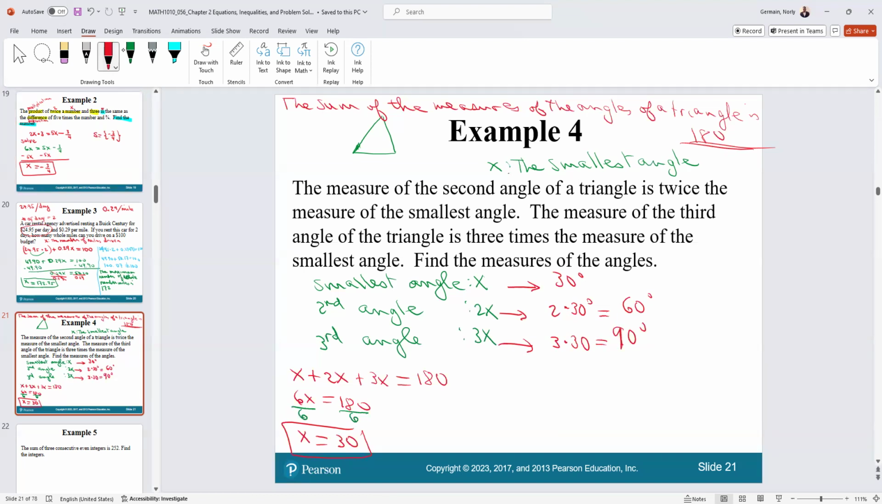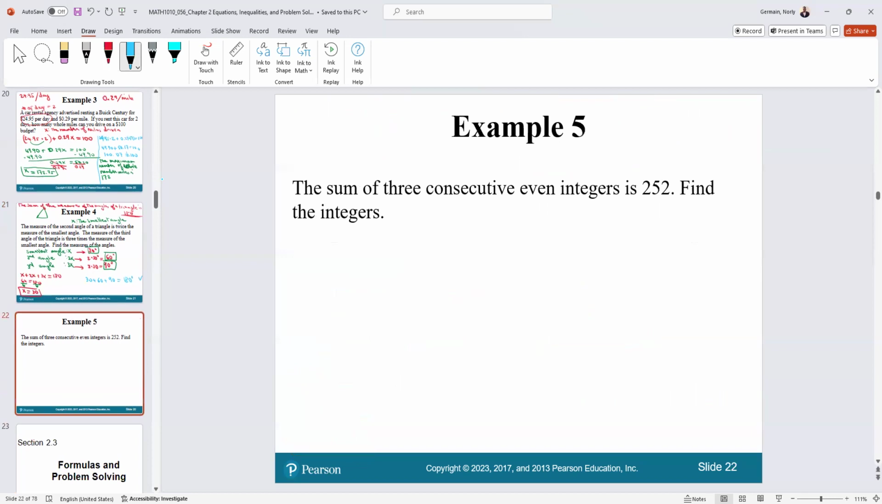So you can verify that the first angle is 30, the second one is 60, the third one is 90. If you want to verify, please do so, because you can do 30 plus 60 plus 90. It must be equal to 180 degrees. So verify. Okay, you can check that the smallest angle is 30 degrees, the second angle is 60, and the third one is 90 degrees. I think it's good to do a last example in this session, because we're going to come back with those beautiful exercises where we ask you the sum of three consecutive even integers.